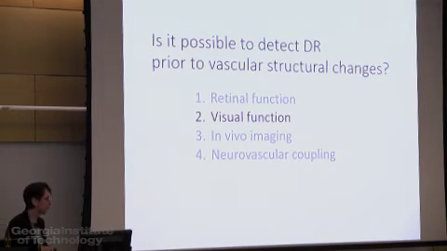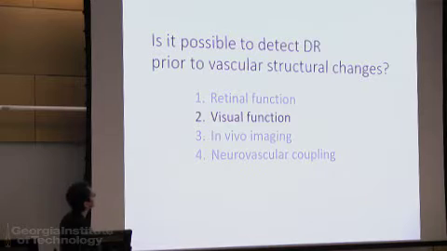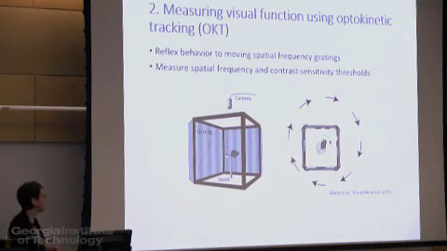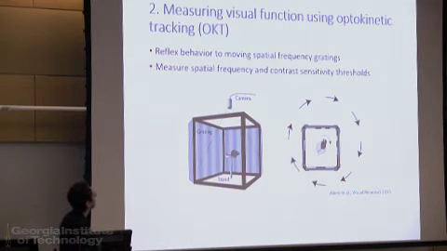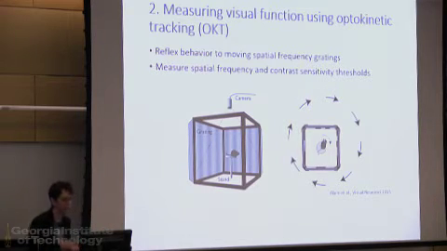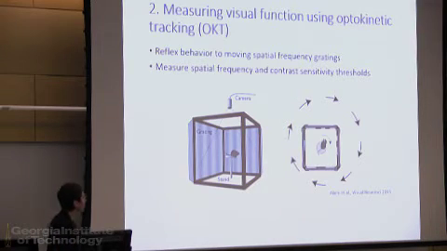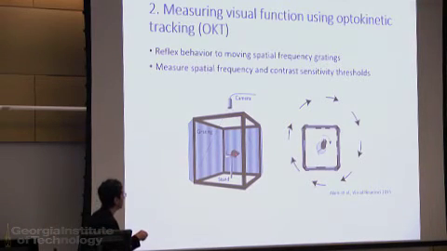All right, so let me move on now to look at another type of function we could measure, which would be visual function. And to do this, we are going to use a reflexive behavior in animals called the optokinetic response, or optokinetic tracking. And what we do is we put monitors that create a little box, and then the animal sits on this stand.